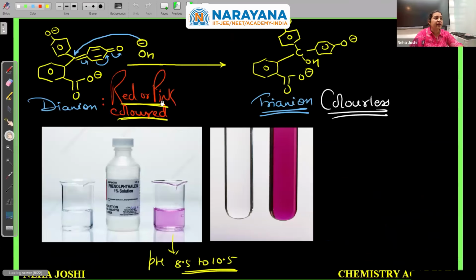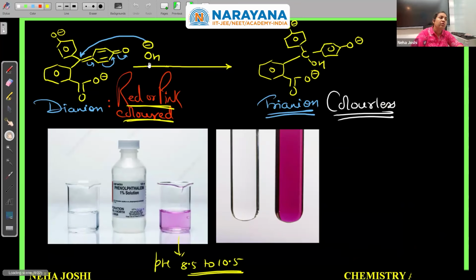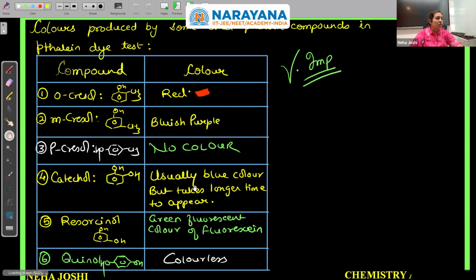That is this dianion. See, if I add further OH minus and you increase the pH further, around 10.5 it shows pink color. If you increase it further, you will have a trianion like this, and this trianion is again colorless. This is the phenolphthalein 1% solution, which is colorless. This is when it is added in acidic or highly alkaline medium, and this is when it changes color. Clear? Now take a screenshot of this.